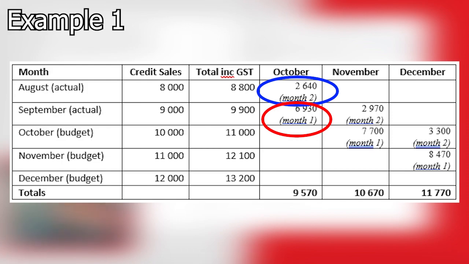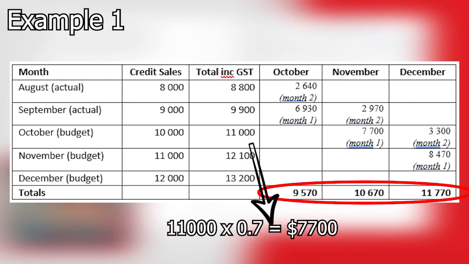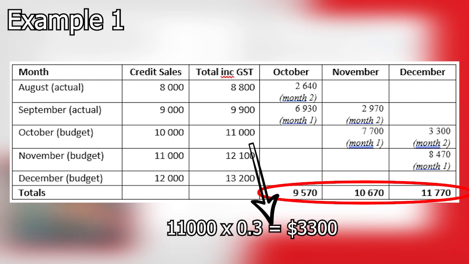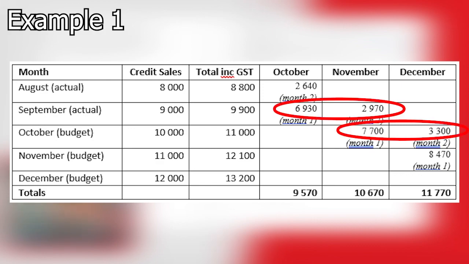And we can just go along and track that, and at the bottom we have our totals. So if we use October, for example, 11,000 times 70% or 0.7, that will be 7,700, and then 11,000 times 30% or 0.3 will give us 3,300. And we can see here that if there is month 1 and month 2 in the same line, like in September and October, it's going to add up to that total including GST as well.